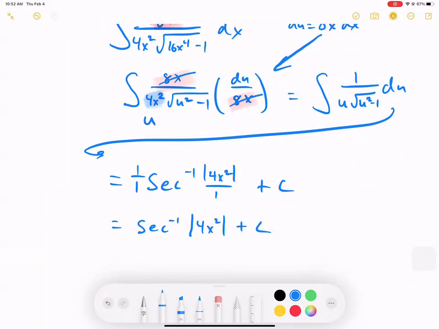Now, do I really need the 4x squared in an absolute value? No. If x is a real number, x squared will always be positive and 4 is always positive, so we really don't need the absolute value sign. And FYI.